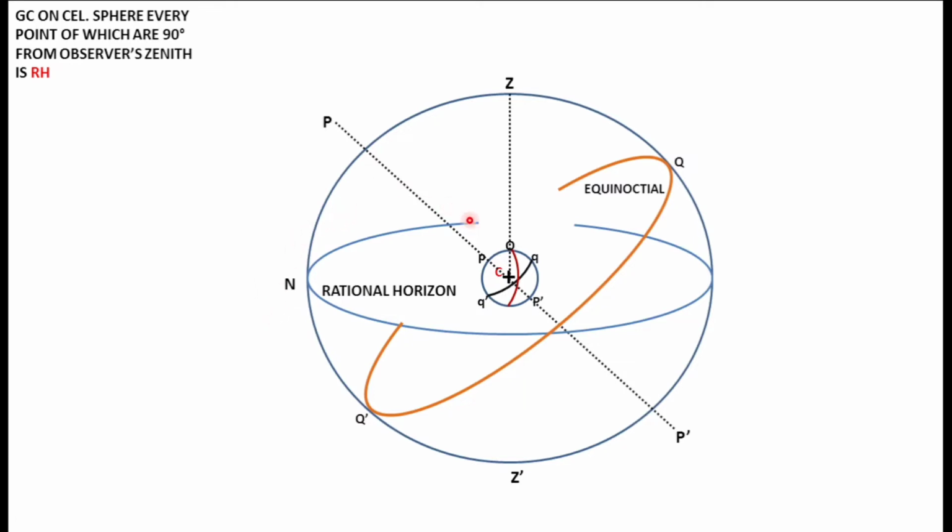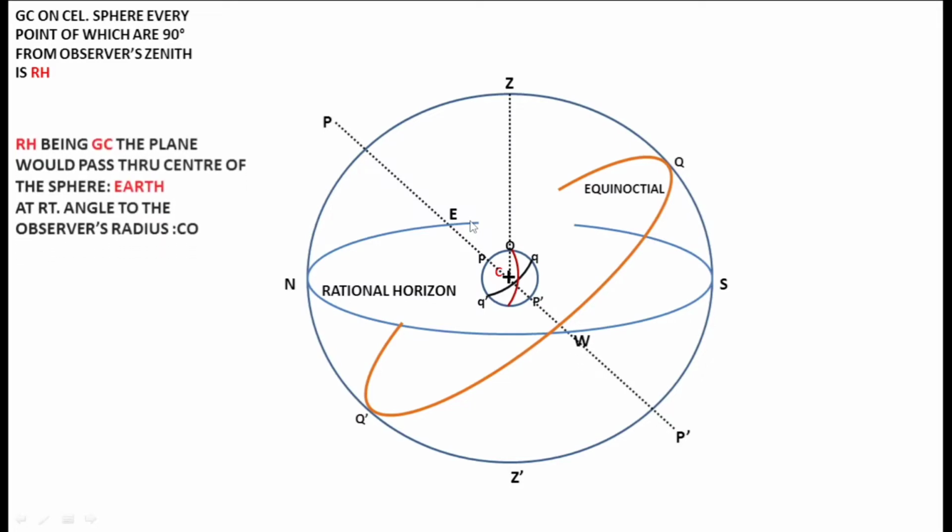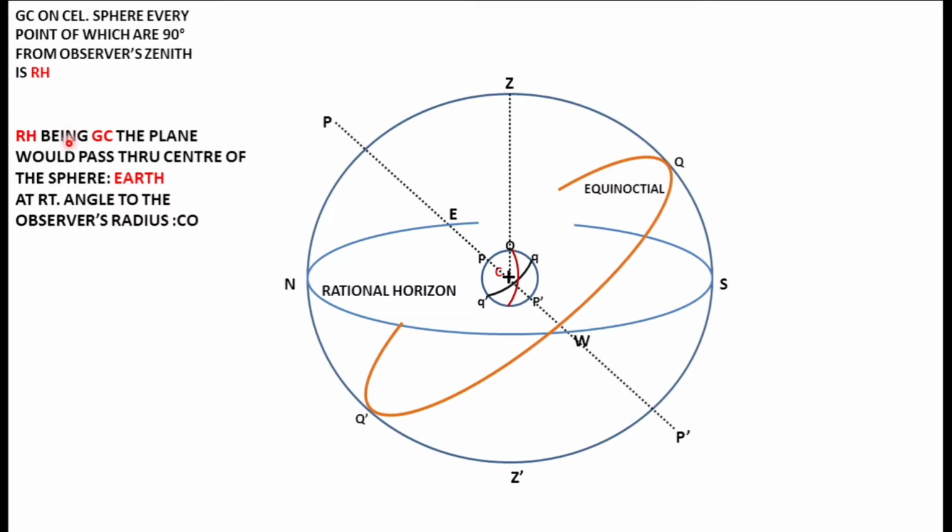Going clockwise, the next point would be east, continuing further south and then west. Now, the rational horizon being a great circle, the plane passes through the center of the sphere, that is the center of the Earth, and it's 90 degrees, or right angle, to the radius of the observer here. So this rational horizon divides the celestial sphere into hemispheres, north and south. You can see north here and south here.